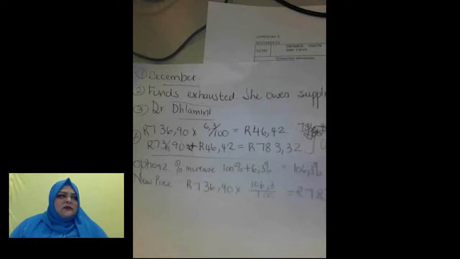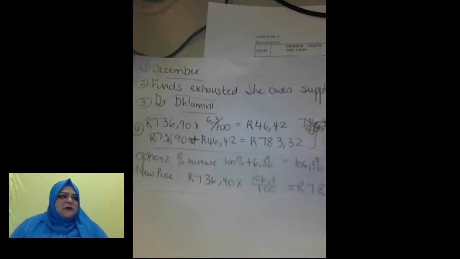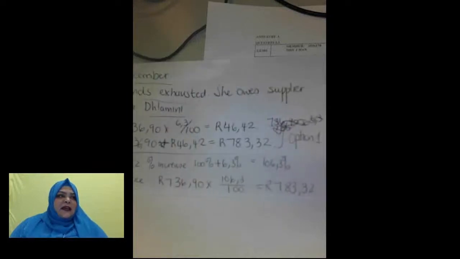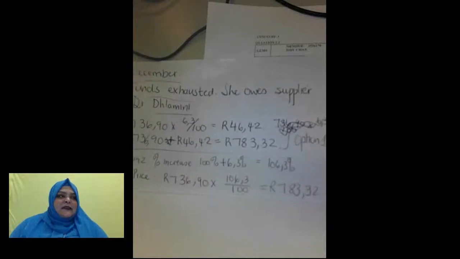I will use my 106.3 divided by 100, and I'll multiply it with my original value, 736 Rand 90 cents, and it will immediately give me my answer. The new increased price is 783 Rand and 32 cents.